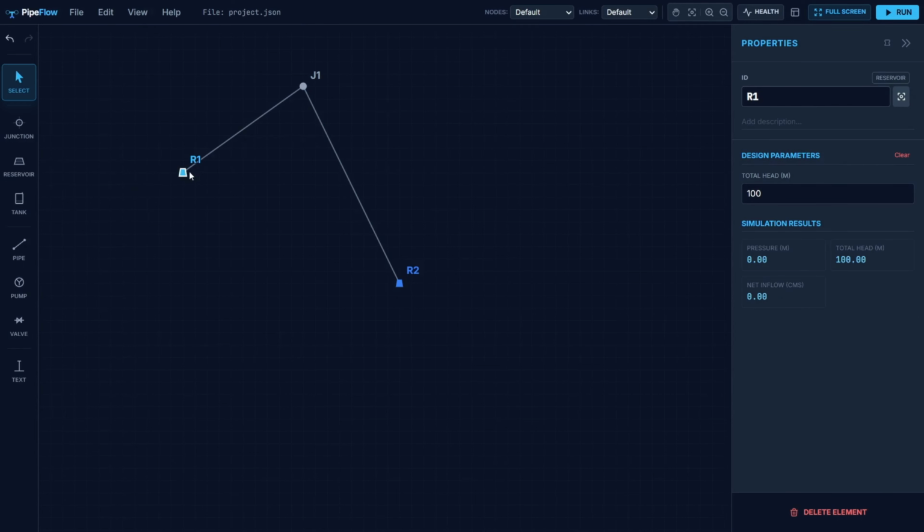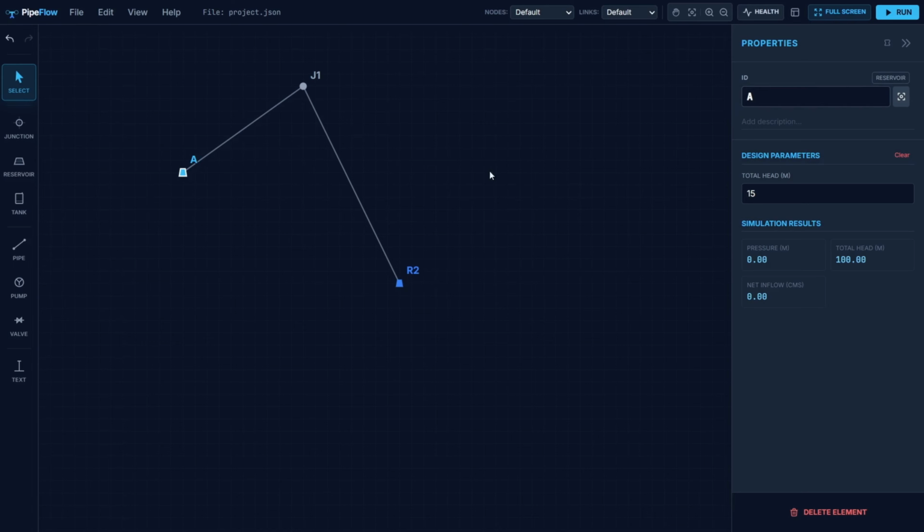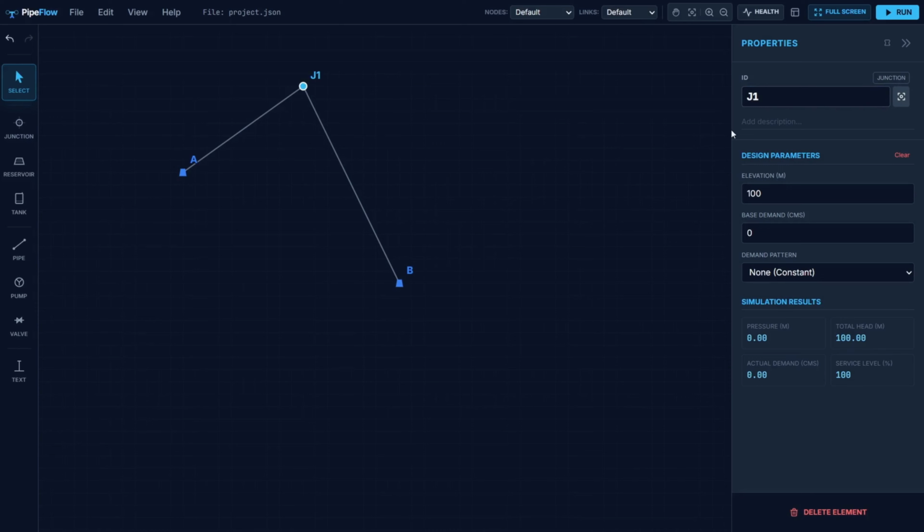The two reservoirs are separated by 15 meters, so we can keep the first at 15 meters. We can keep the second reservoir at 0 meters, which means it is at ground. Let's name R1 and J1 as A and B, and we can name the junction summit, or S. The summit is 3 meters above this point, so it is 18 meters.